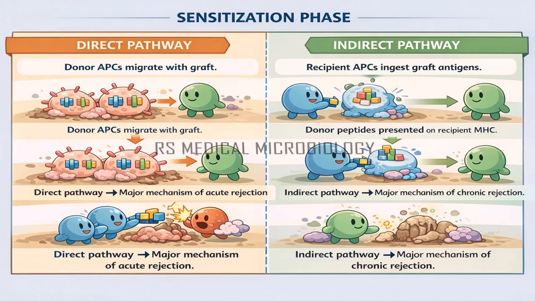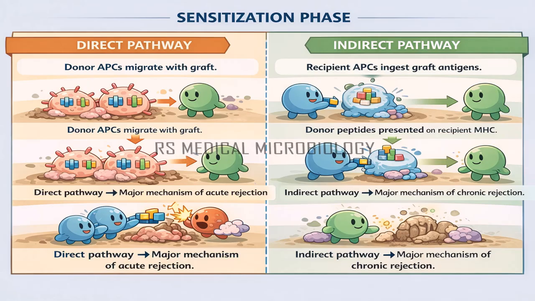The sensitization can happen either via a direct pathway or an indirect pathway. In the direct pathway, the antigen presenting cells with the MHC are presented to the recipient immune system. This leads to graft rejection by cytotoxic T cells. In the indirect pathway, the graft cells are ingested by the recipient APC, and they are processed. They are presented with the MHC molecules of the host to the helper T cells.